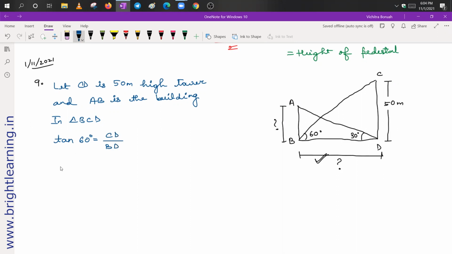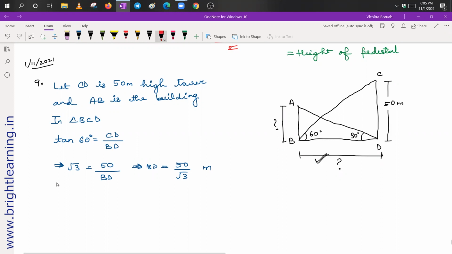Now tan 60 degree we all know is equal to root 3, and the value of CD we know is 50, and BD we have to find first. So from here we will get the length of BD, that is 50 upon root 3 meters. Okay, now we got the distance between the building and the tower. Now we can easily find the height of the building.